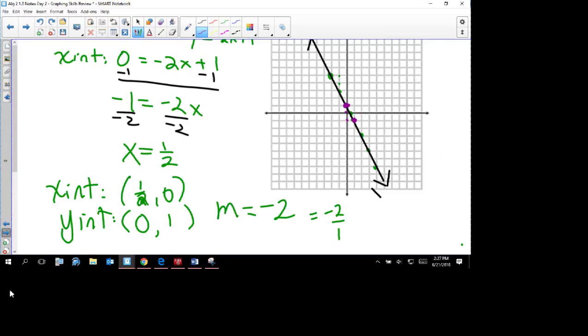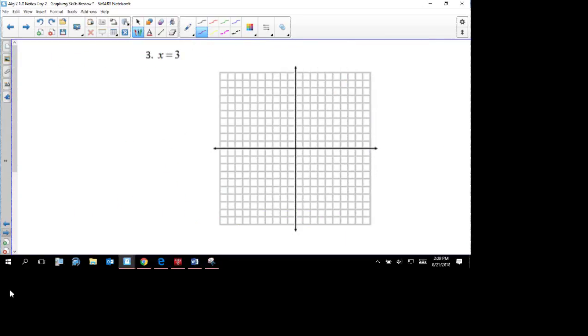Okay, the next one just says x equals 3. And yesterday on our notes, we had an equation that was just x equals some number. We also talked about equations that were just y equals some number. If you forget, you can go look at your notes, like if you're at home and you forget.